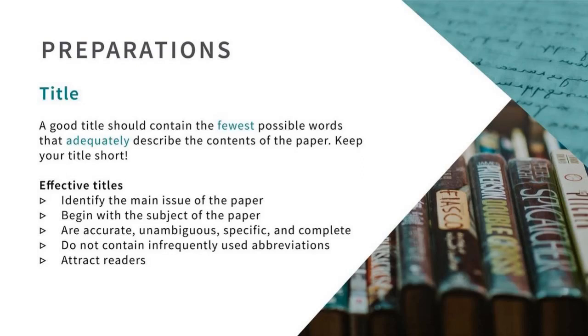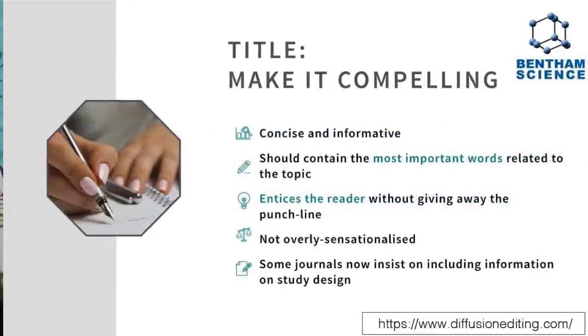You should identify the main issue of the paper, talk about the subject in the title, be accurate, unambiguous, specific, and complete, and attract people's attention. Get them interested, get them allured, get them enticed, get them thinking, I would like to read this academic paper. Lots of authors do this in English by posing a question with the title. Your next article may very well be about answering a question. Most academic papers are about hypotheses, questions. Why not ask the question in the title of your paper? Then readers will think, this is an interesting question. I'm going to want to read more.